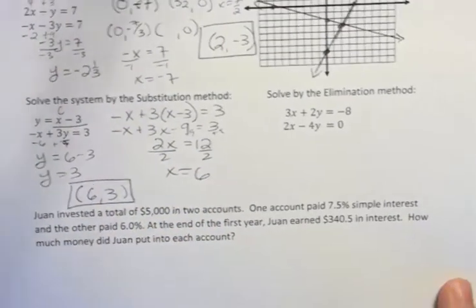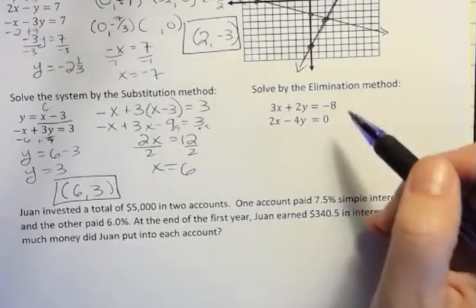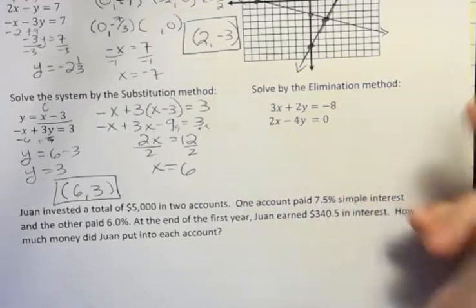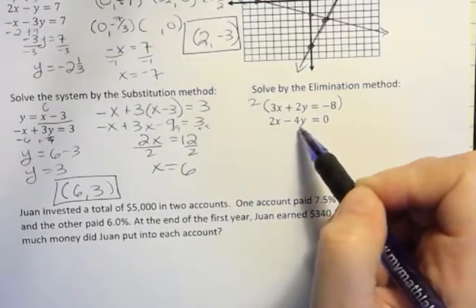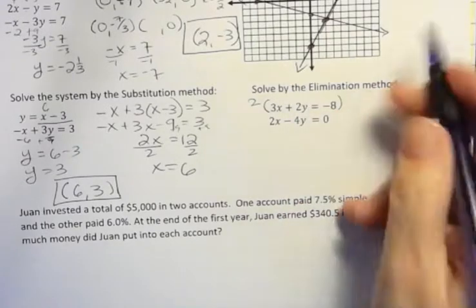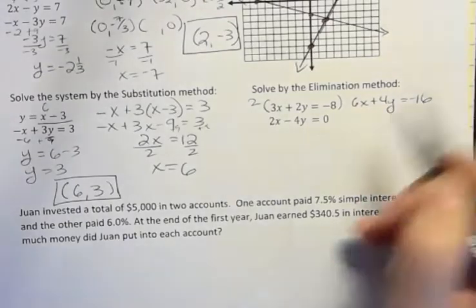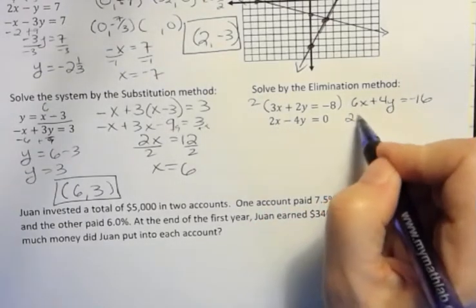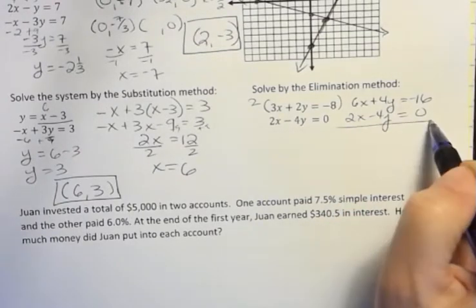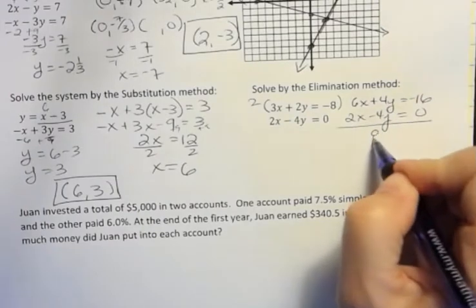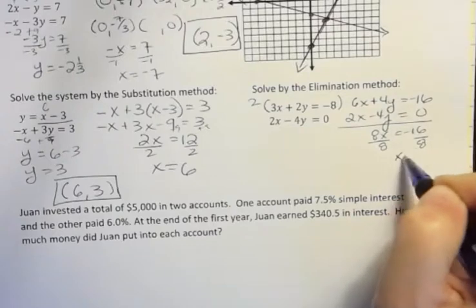The third problem is the elimination method. I'm going to multiply one of these equations by something. I'm going to multiply the top equation by 2. The reason I'm doing that is so that I can get positive 4y to eliminate with that negative 4y. That gives me 6x plus 4y is negative 16. And then I have 2x minus 4y is 0. I didn't change that one. Add those together, the y's drop out. I get 8x equals negative 16, or x equals negative 2.